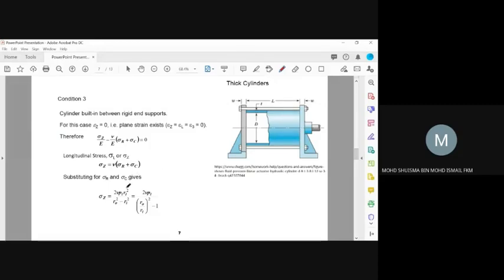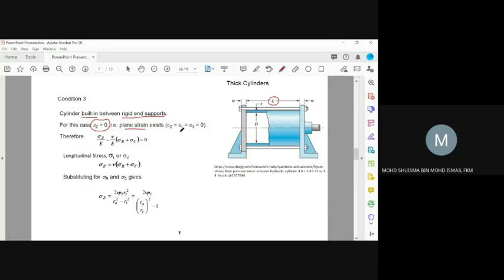Now the third condition for thick cylinder is when the cylinder is built in between rigid end supports. Okay, it's built in, and for example, in this diagram here, these two are the end supports. You have the cylinder in between, and the end supports are tied together with nuts and bolts rigidly so that they do not move. So when you put in pressure inside, the end caps here will not separate. Length remains L. L does not change. So in this case, we know that the length does not change, or we will say that the strain is zero. Right? Therefore, it's a plane strain condition.